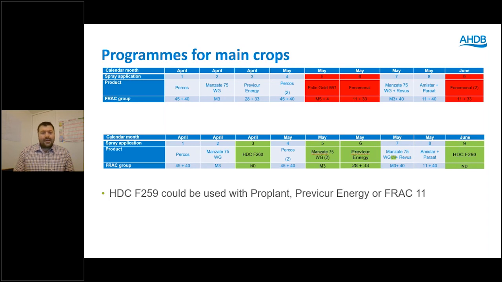F259, if that gets approved on ornamentals, it's a single active that could be used with products like ProPlant, Previcure Energy, or any of the FRAC 11s, so Strobilurins, and perhaps Amistar. This could be a real winner going forward. Although the efficacy of the product itself as a single active was low, it could actually be a very good anti-resistance management tool.